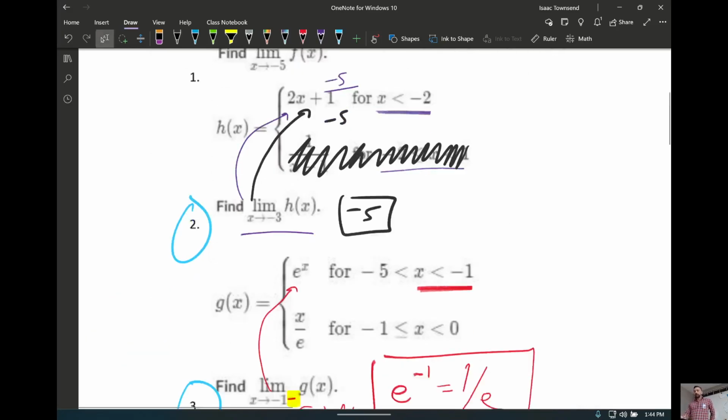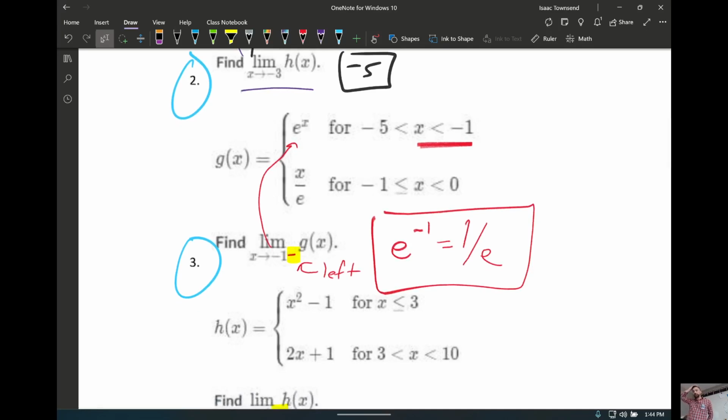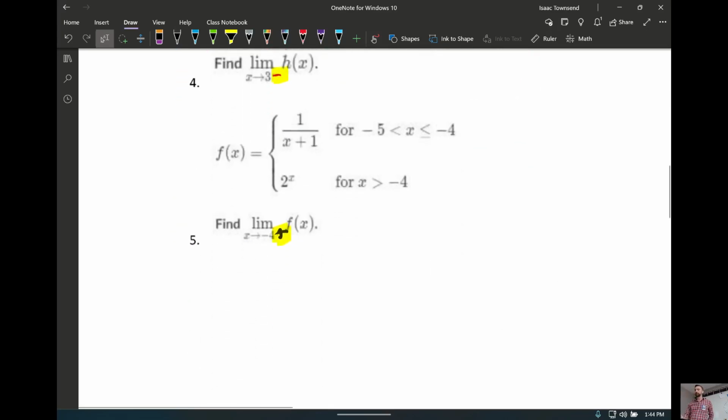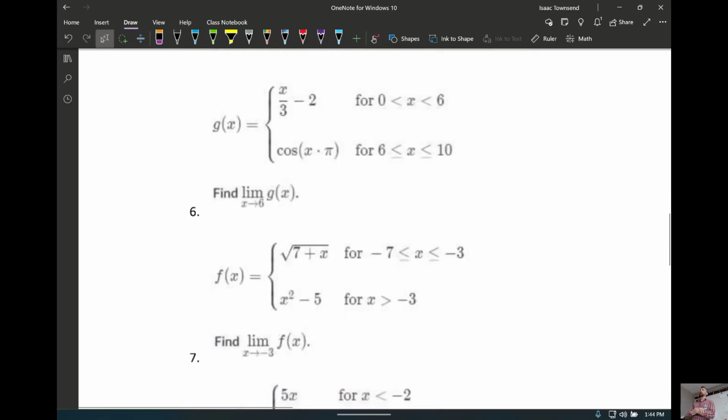So, to be honest, these questions should be pretty quick, just depending on how comfortable you are reading those. Again, I know you don't get much practice reading piecewise functions in Algebra 2, but at the end of the day, that is an algebra skill we need to have.